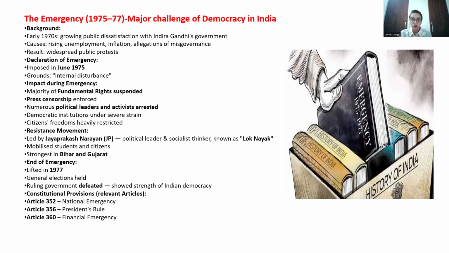Now some of the constitutional provisions related to this are: Article 352, which mentions national emergency; Article 356 tells about President's rule; and Article 360 tells about financial emergency. So students, this was the case of emergency. Our democracy is very strong. We, the people who have the right to vote, are very strong.